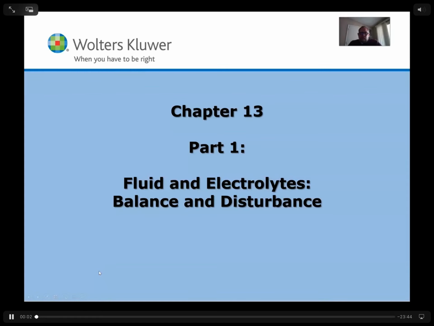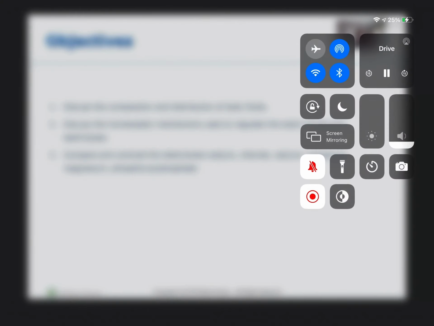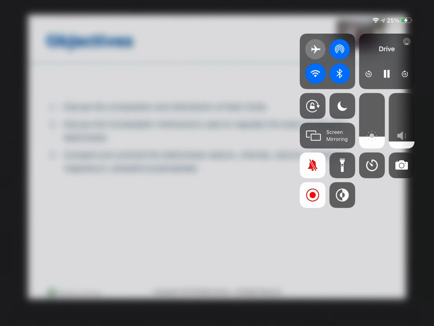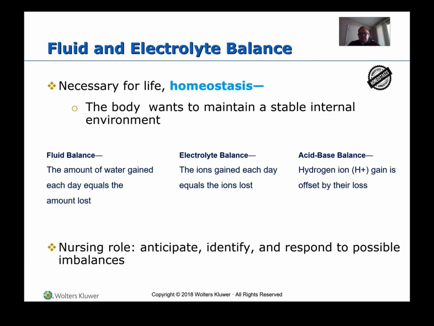So we're going to be going over fluid and electrolyte balances and disturbances. Our goals are to discuss the composition and distribution of body fluids, discuss homeostatic mechanisms to regulate body fluids, and also compare and contrast the electrolytes commonly found in the body. This section of lecture is primarily to review what you've learned in previous semesters.